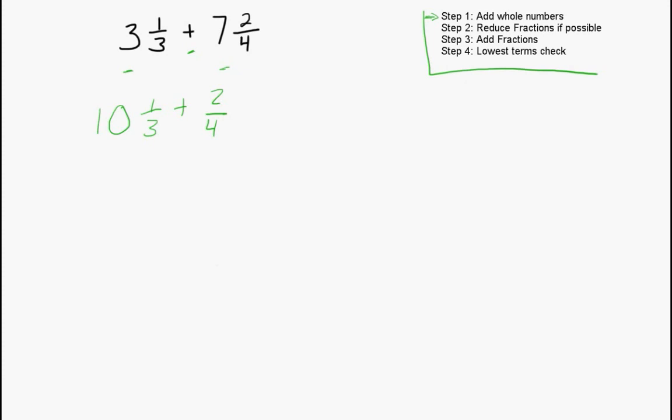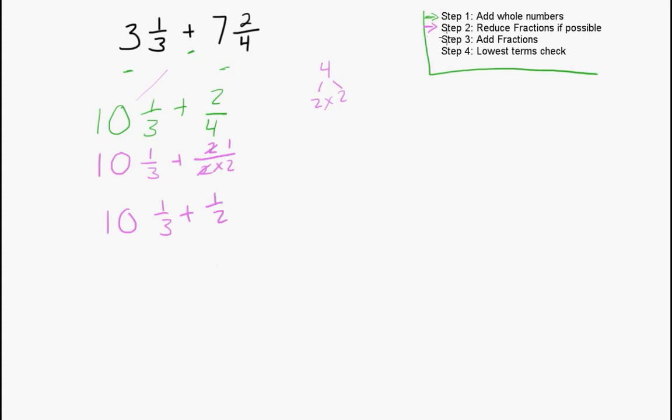Now moving on to step 2, which is reducing the fractions if possible. Well, 1/3 is already in lowest terms, we can't do anything with that, but 2/4 we can reduce down. 4 is actually just 2 times 2. So we have 10 1/3 plus 2 over 2 times 2. The 2 on the bottom and the 2 on the top cancel out, and we're left with 10 1/3 plus 1/2.